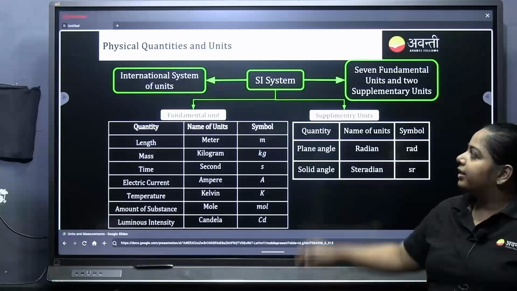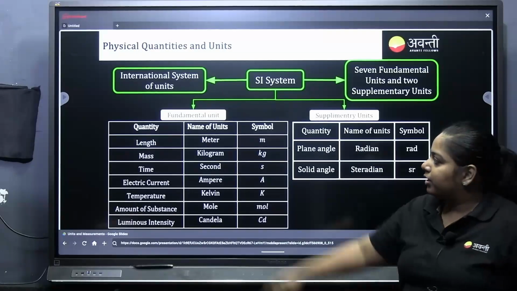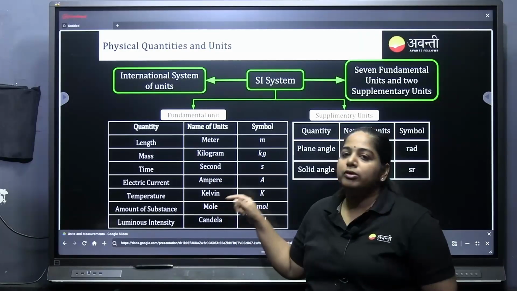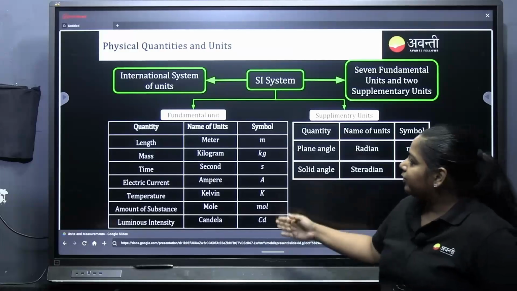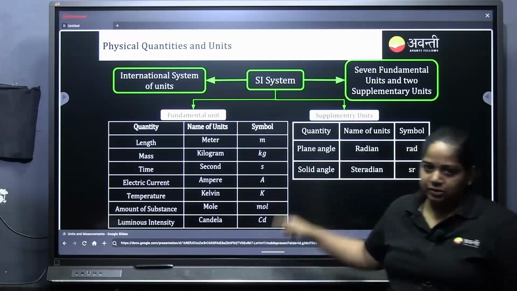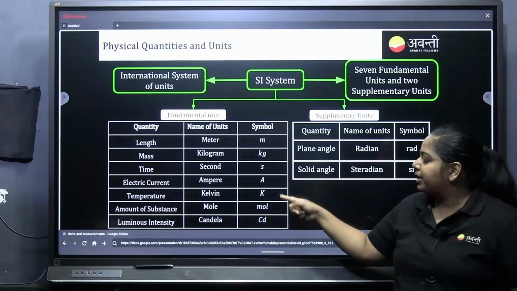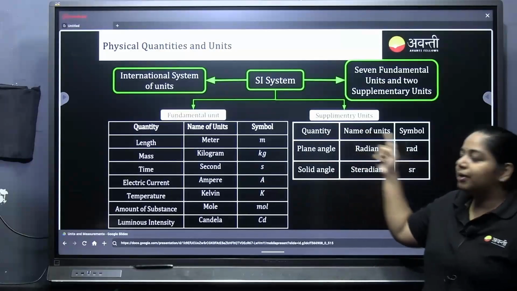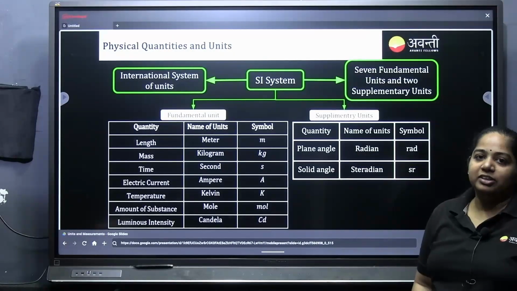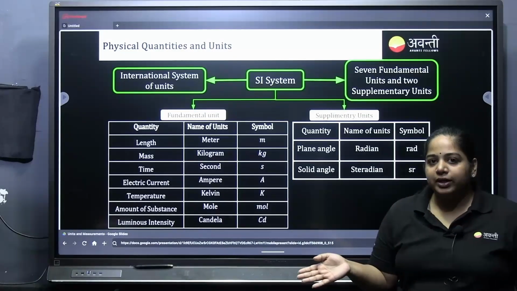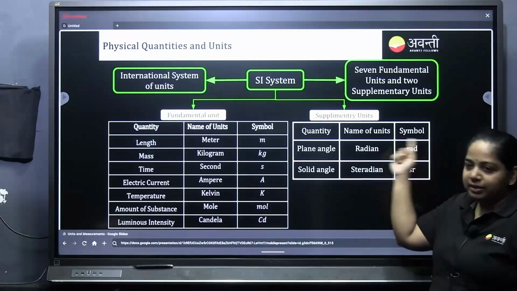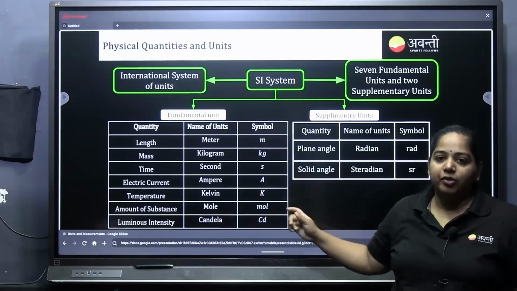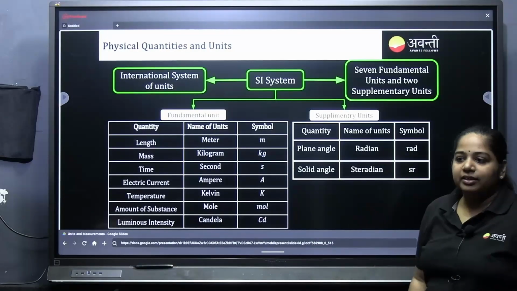Now let's see physical quantities and units. We already discussed fundamental quantities: length, mass, time, electric current, temperature, amount of substance, luminous intensity. What are their units? Meter, kilogram, second, ampere, Kelvin, mole, and candela for luminous intensity. Then you have seen the supplementary units also: plane angle and solid angle. They are dimensionless quantities, but they have units, that is radian and steradian. Is it clear?